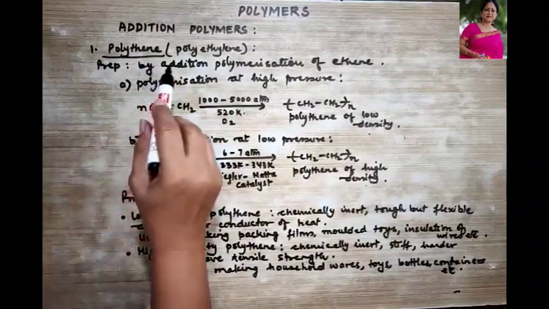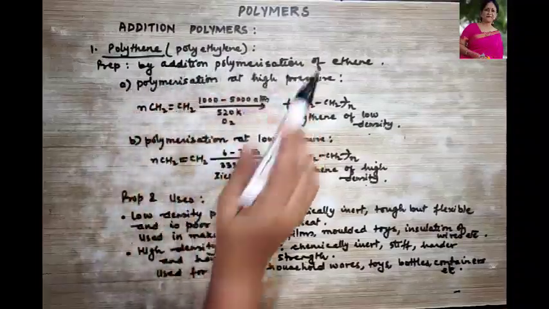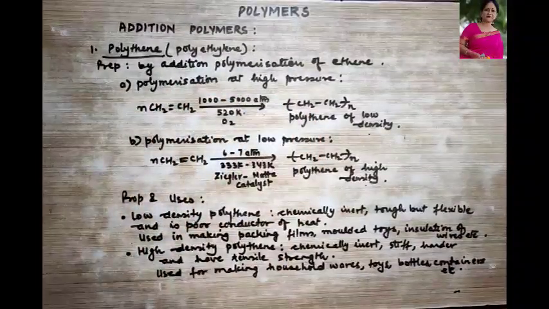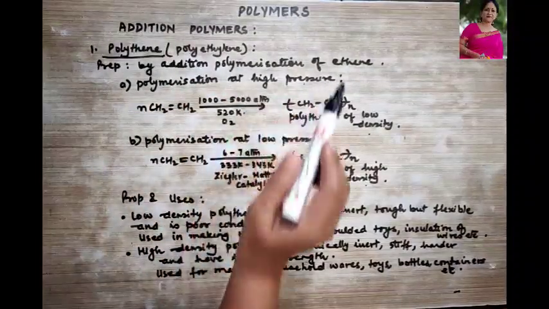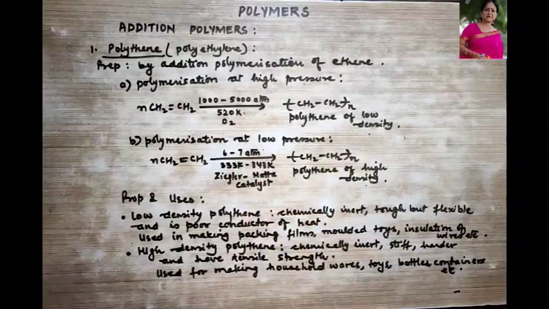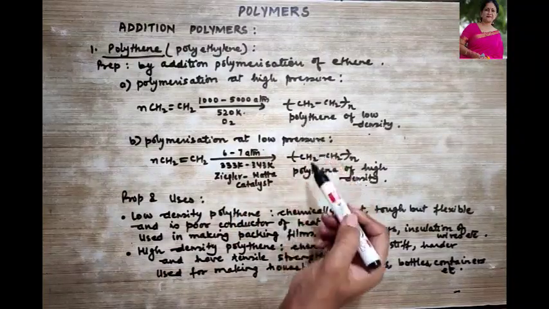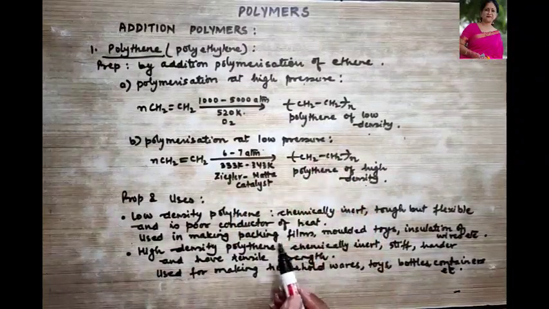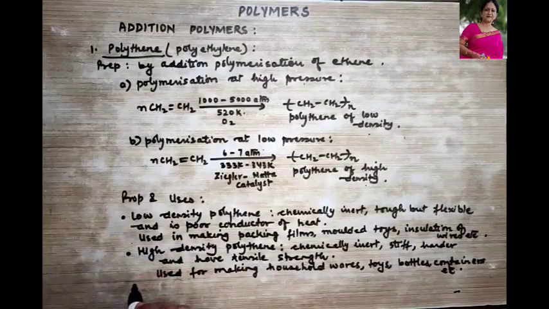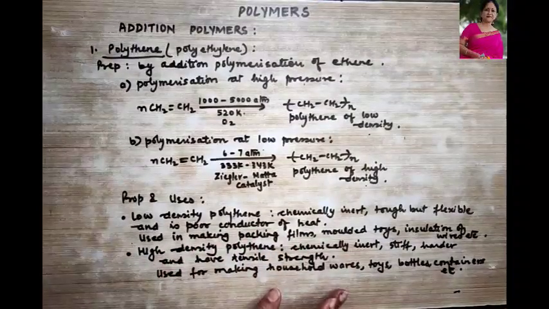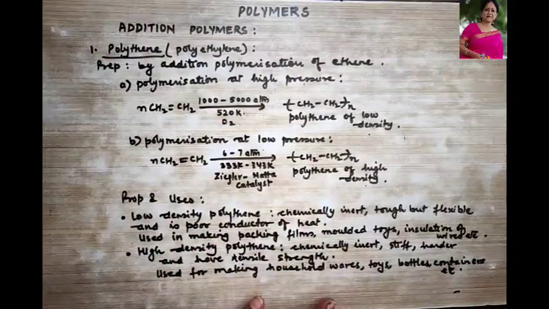Okay, how are they made? They are prepared by polymerization of ethene. It can happen at either high pressure or low pressure. Then the type of polythene which is obtained from high pressure or low pressure, what are the different properties and what are the different uses have been written over here.